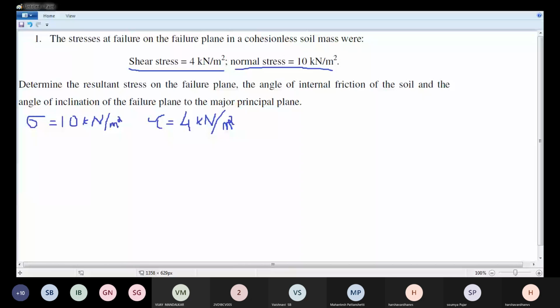Now, there is no notation for resultant stress. We'll write it as resultant stress, but angle of internal friction of the soil is denoted as phi, and the angle of inclination of the failure plane to the major principal plane is alpha. It is the failure angle. So we have to determine resultant stress, phi and alpha. So resultant stress is very simple.